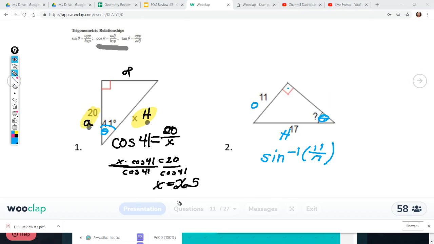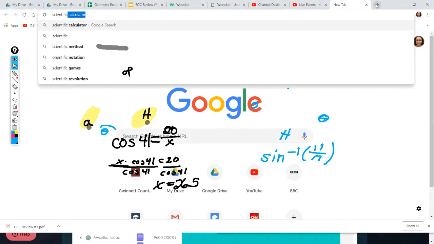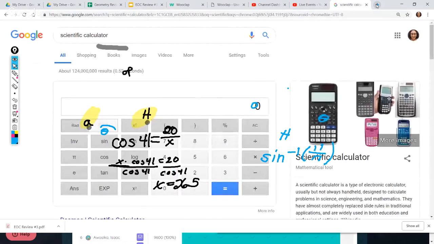Let me see if I can get a calculator up here. 11 over 17. Yeah. So how do I know when to use cosine? You use it based on the formula sheet. So if it says adjacent over hypotenuse, then you know you're using cosine. If it says opposite over hypotenuse, you're using sine. I'll go over that. Thank you for letting me know. I need to clarify that.